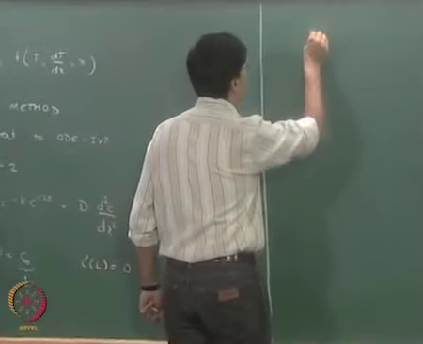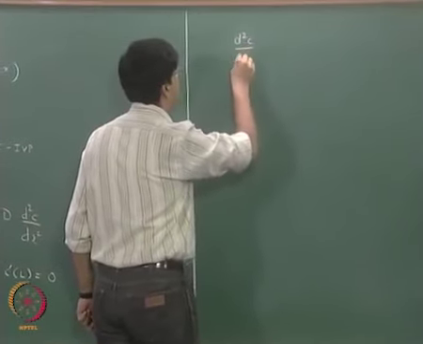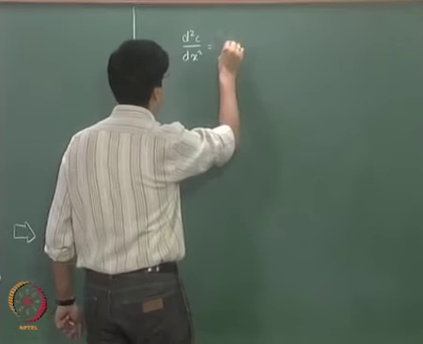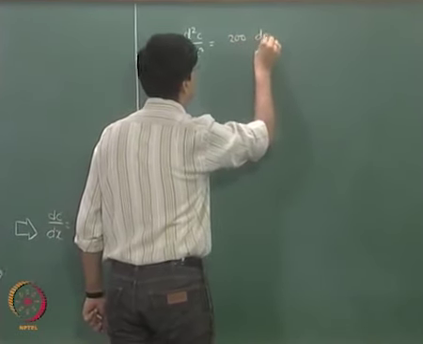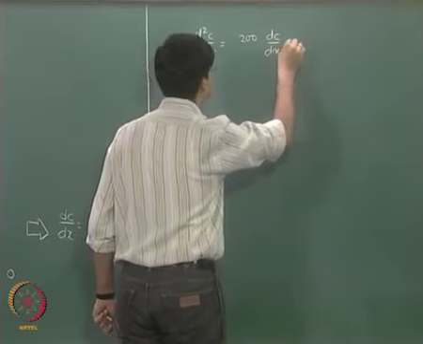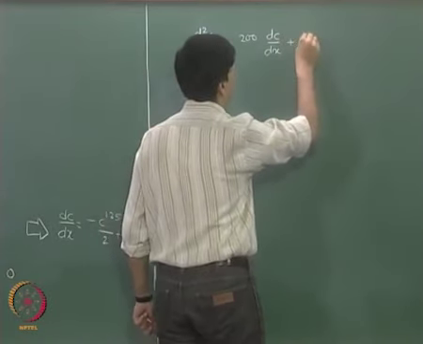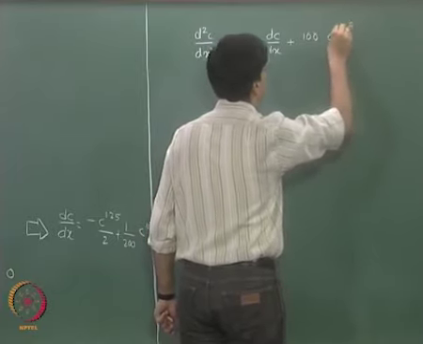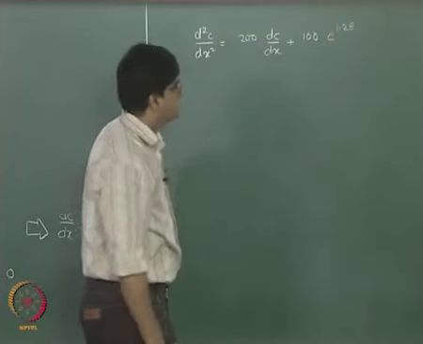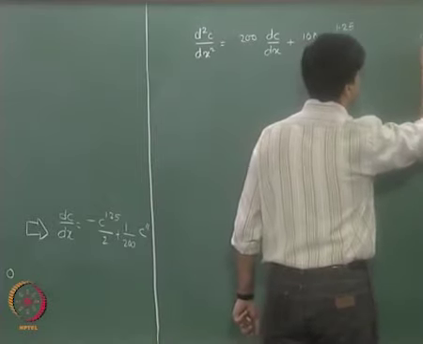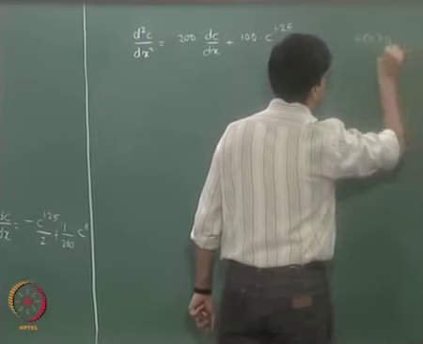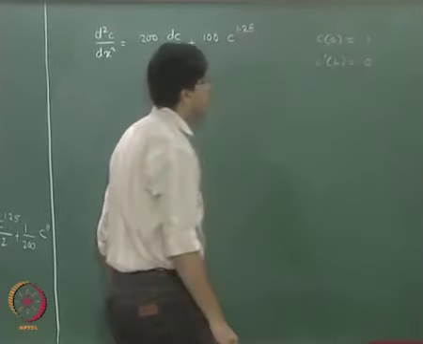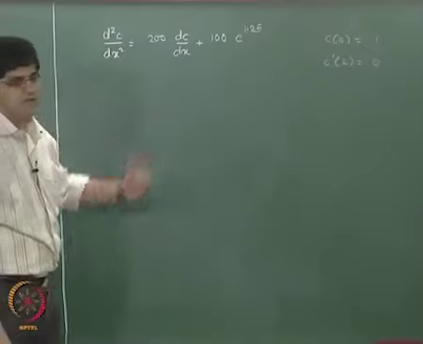So we will get the equation of the form d square c by dx square is going to be equal to 200 times dc by dx plus 100 times c to the power 1.25, okay, and this will be subject to the condition c at 0 equal to 1 and c dash at L equal to 0, okay, and this is the problem that we intend to solve.